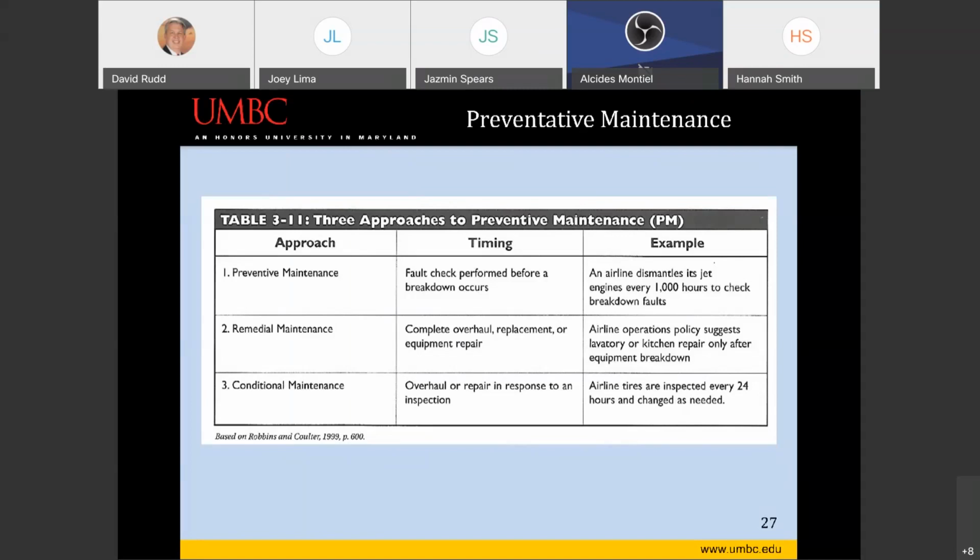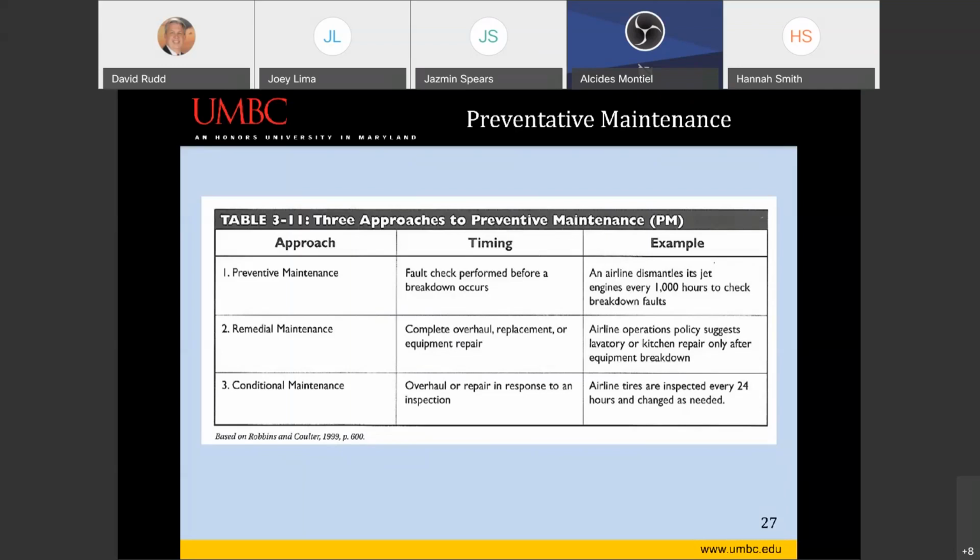The timing is overhaul or repair in response to inspection. Airline tires are inspected every 24 hours and changed as needed. Obviously, you can understand how important those airline tires are on the plane when it lands.